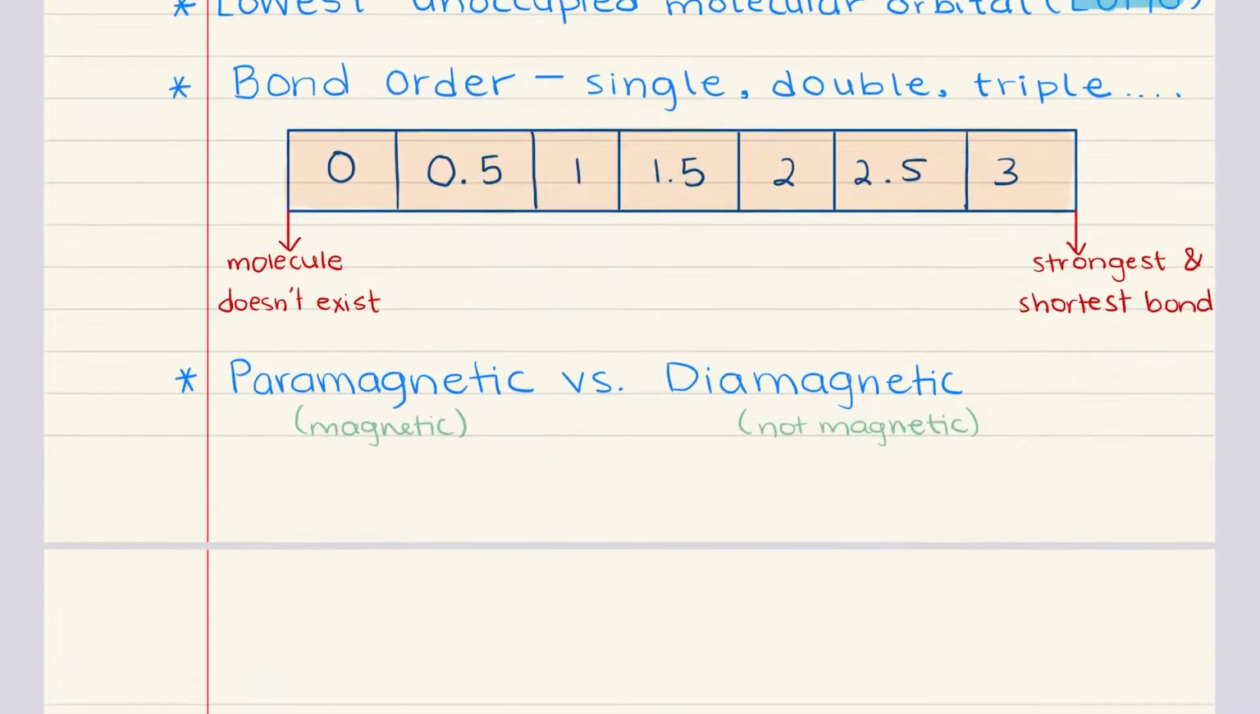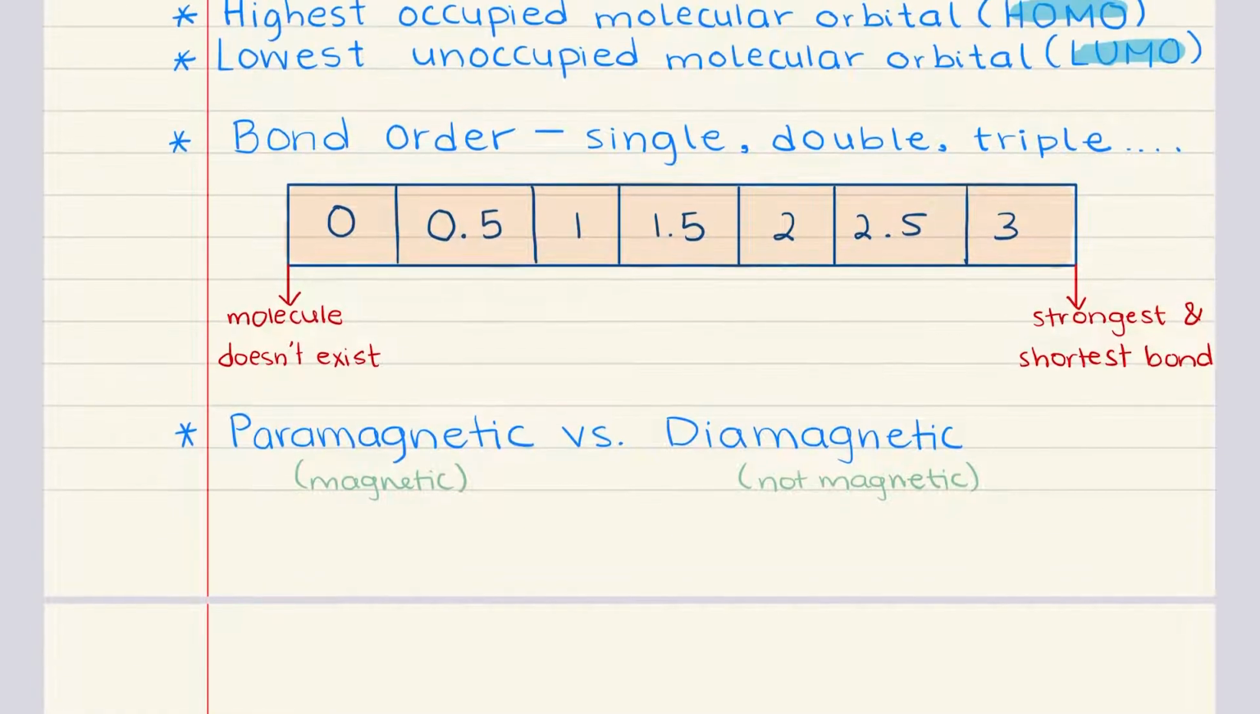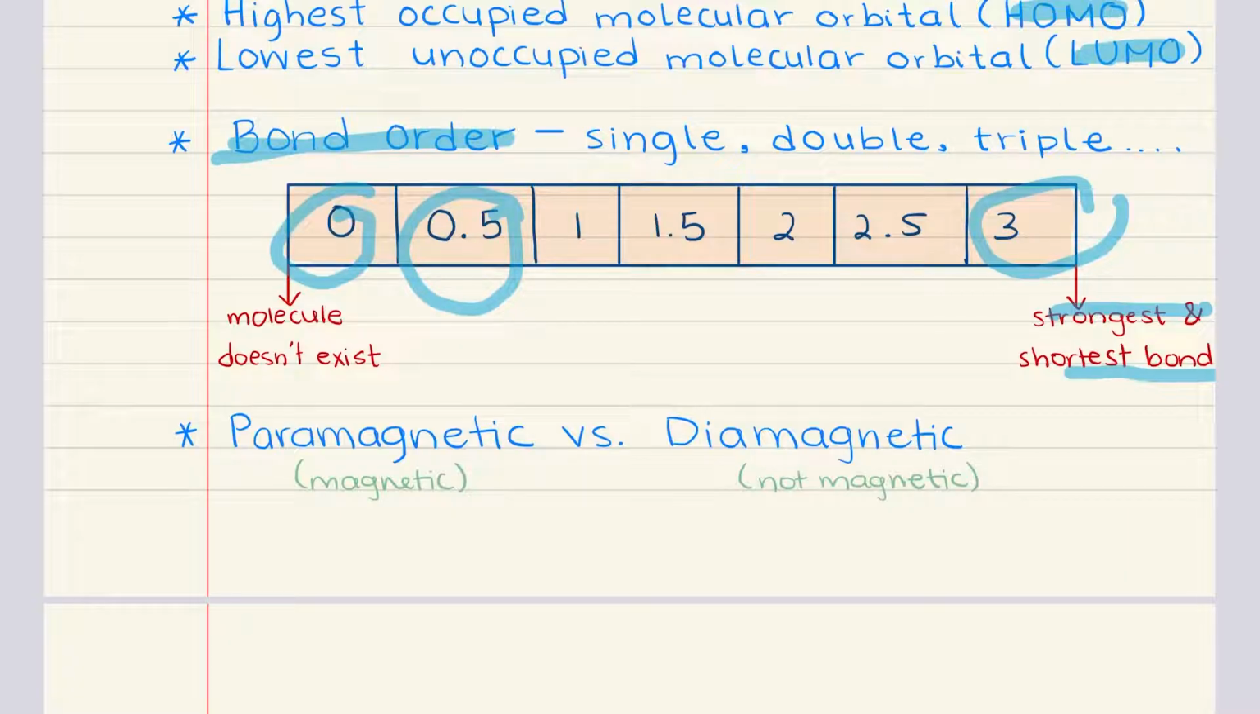Another crucial topic in molecular orbital theory is bond order. This tells us how strong a bond is based on the number of bonding and anti-bonding electrons present. A higher bond order means a stronger and shorter bond, while a lower bond order means a weaker and longer bond. If the bond order is 0, this means there are equal numbers of bonding and anti-bonding electrons, so no stable bond forms and the molecule does not exist.